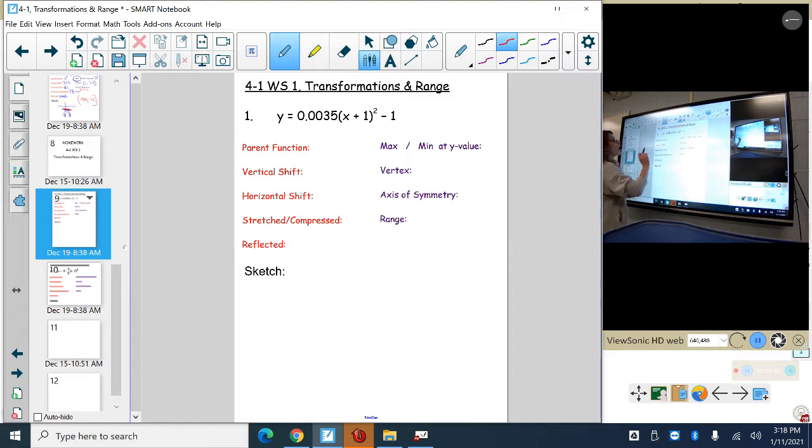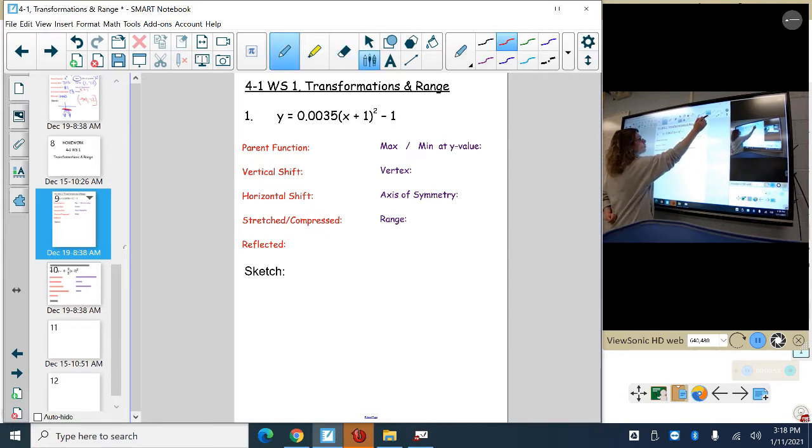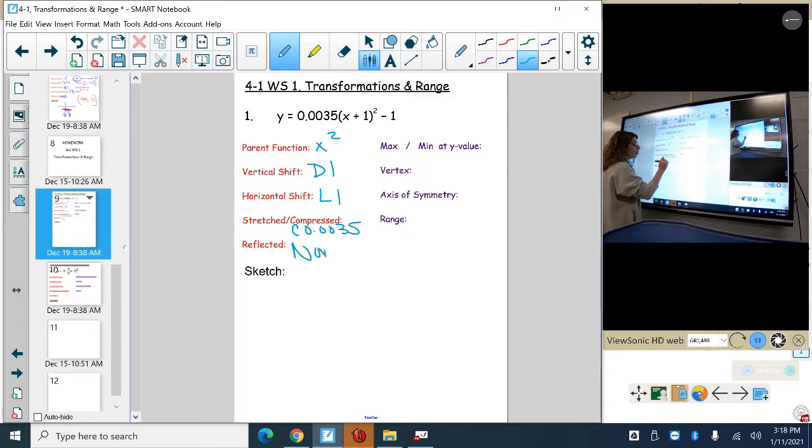Maybe I give you y equals 0.0035 times the quantity x plus 1 squared, minus 1. Okay? So 0.0035, that is between 0 and 1, so therefore it is a compress. I want to use a different color here, so forgive me. This is a compress of 0.0035. The x plus 1 means you're going to the left 1. X squared function, minus 1 means I'm going to go down 1. And am I reflected? The answer to that is no, there is none.